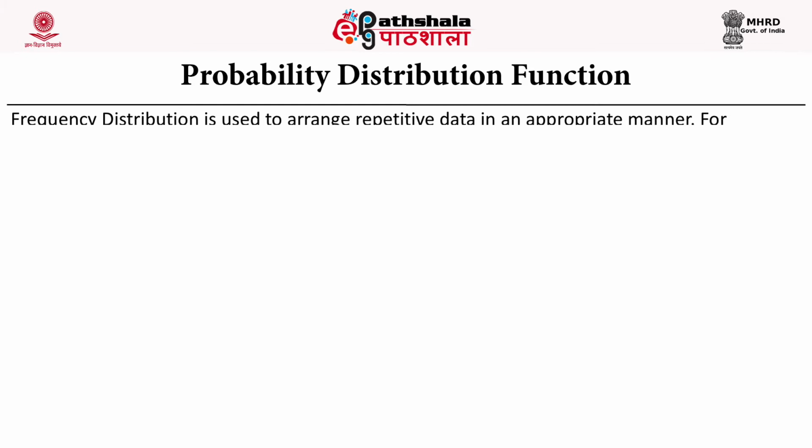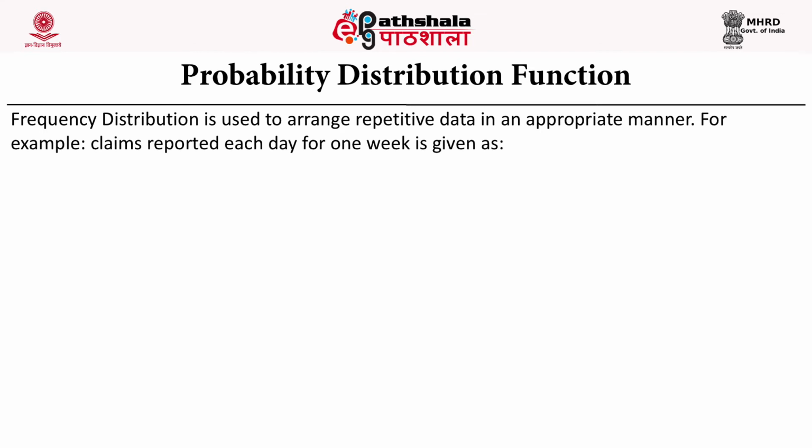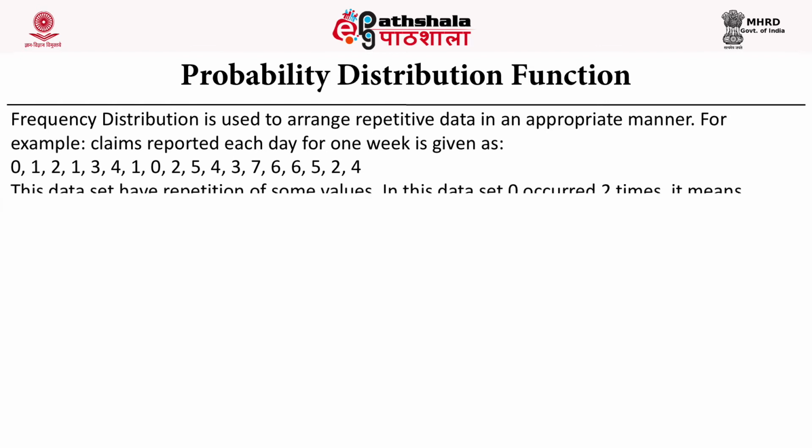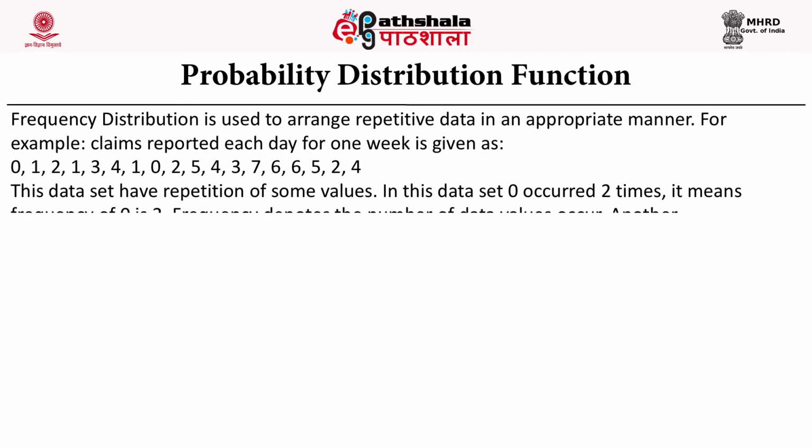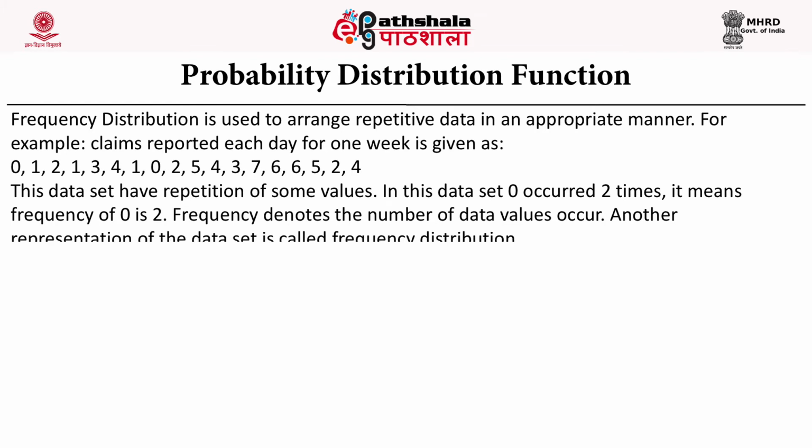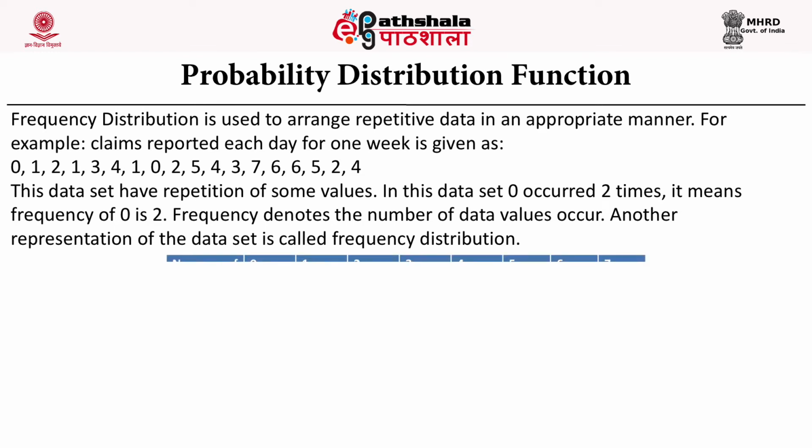Now we will discuss an important thing, that is the probability distribution function. Frequency distribution is used to arrange repetitive data in an appropriate manner. For example, the number of claims reported each day for 1 week is given as 0, 1, 2, 1, 3, 4, 1, 0, 2, 5, 4, 3, 7, 6, 6, 5, 2, 4. This data set has repetition of some values. In the data set, 0 occurred 2 times, which means the frequency of 0 is 2.